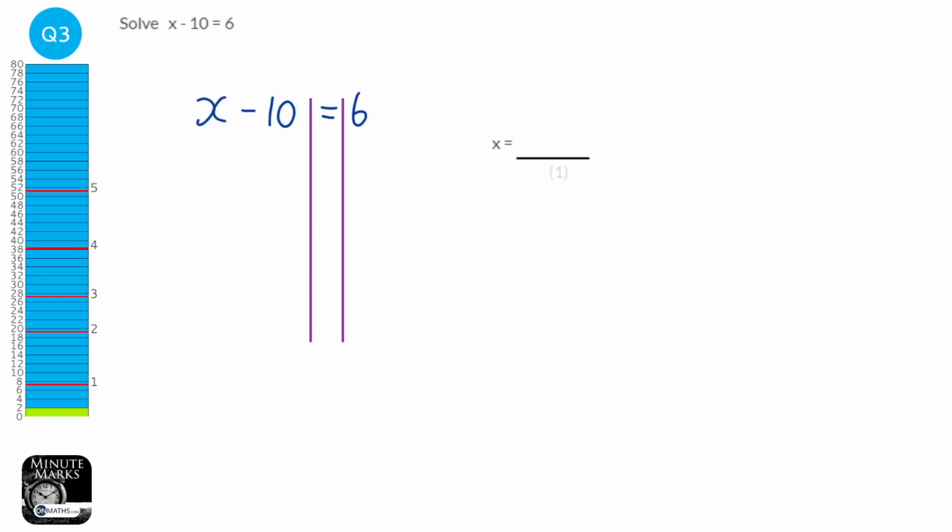So what is the opposite of take away 10? Well, that's going to be plus 10. But you can't just do that to the left hand side. You have to do the same thing to the right hand side. So on the left hand side now, we're left with just x because we've got rid of that take away 10. And on the right hand side, we do 6 plus 10, which is 16. So our solution is x equals 16.